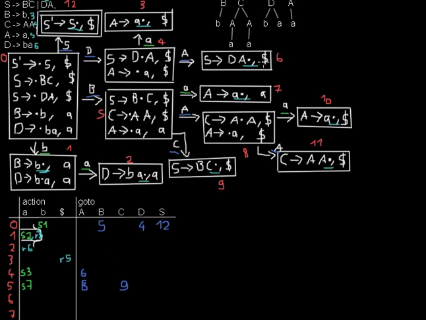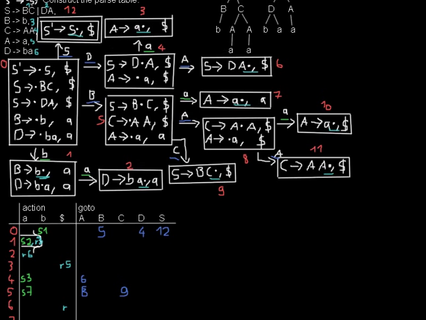Now let's take state 6. Here I have a dollar sign in the look ahead, so my word end. So I want to use a reduce step here, and the reduce step belongs to the rule S expands to DA. So that is, as you can see here, my rule number 2. So I want to do a reduce with rule number 2.